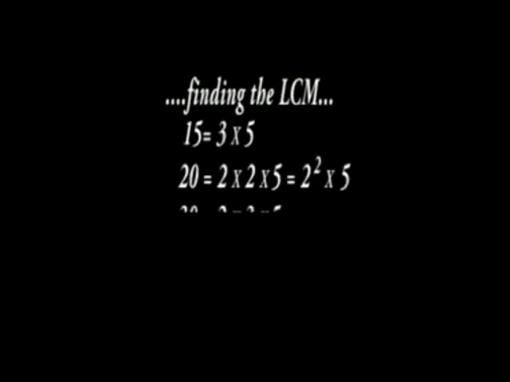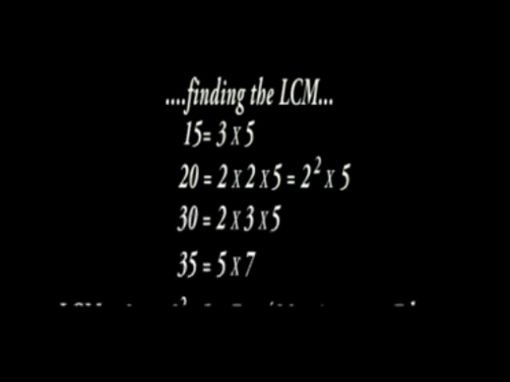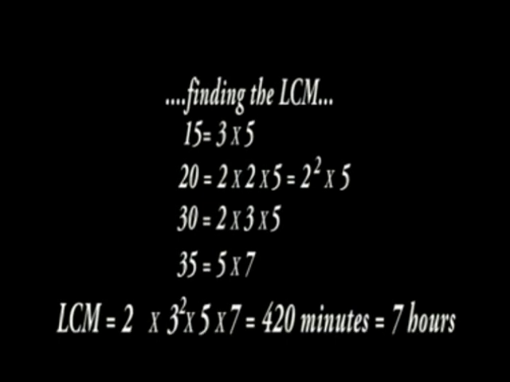The LCM of 15, 20, 30, and 35 is 420. This is equivalent to 7 hours. The bells will ring again at the same time after 7 hours, which when you add to 7:40 a.m. will give you 2:40 p.m.